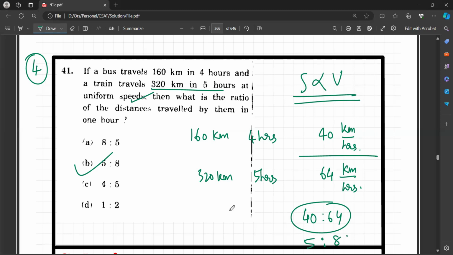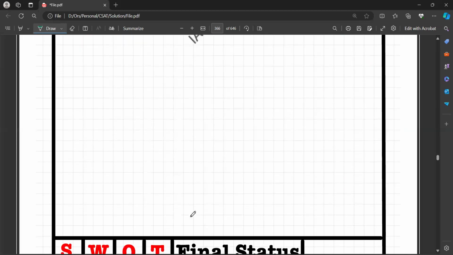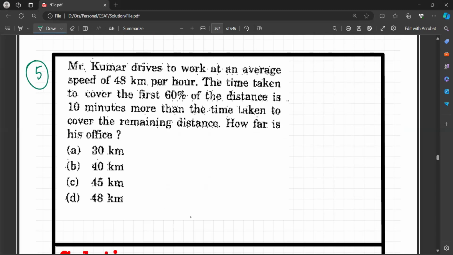Got it? Clear? Let us proceed to the next problem. That is question number 5. Mr. Kumar drives to work at an average speed of 48 km per hour.